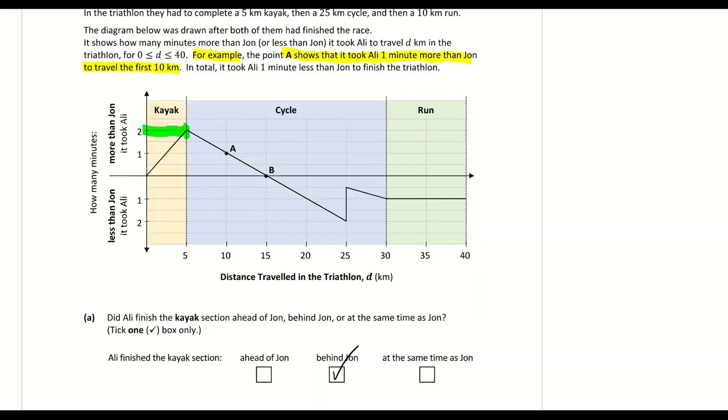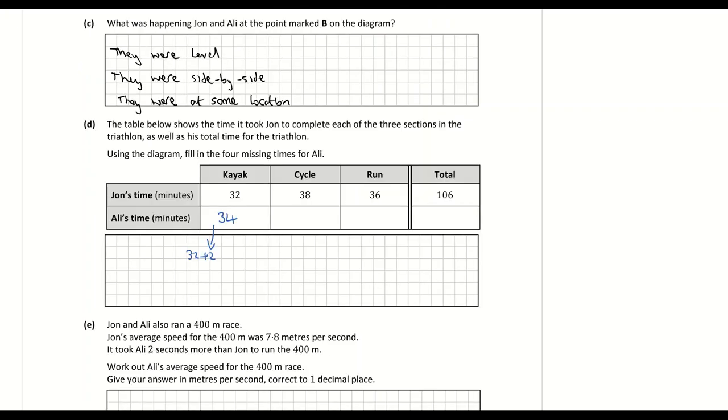So looking at our table, the end of the cycle is here. At that point, it's telling us that it took Ali 1 minute less than John. So if it took John 38, well, then it took Ali 37. So I'm taking one away from 38. So in here, 37, 38 subtract one.